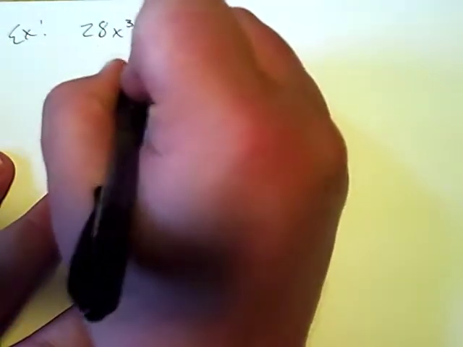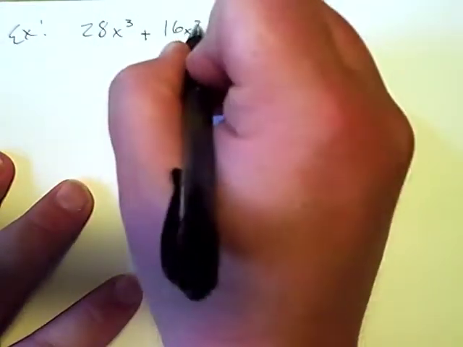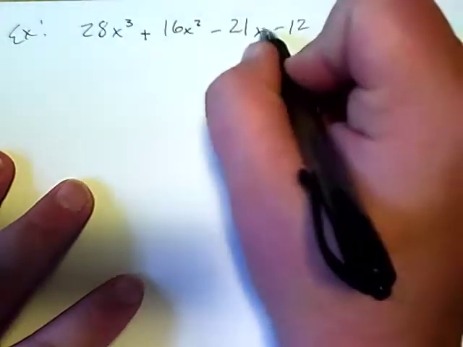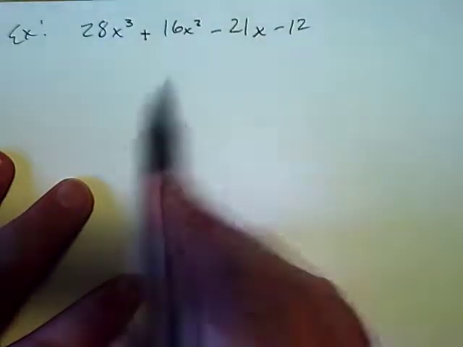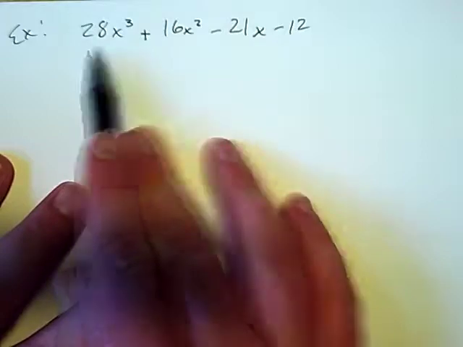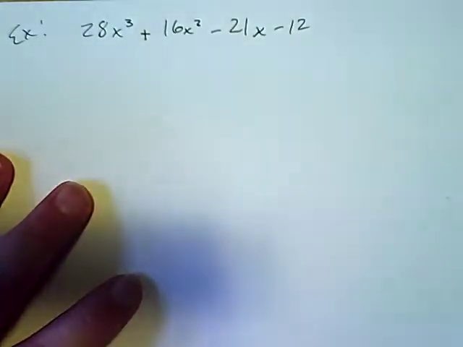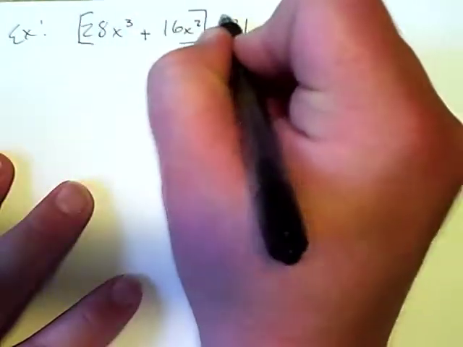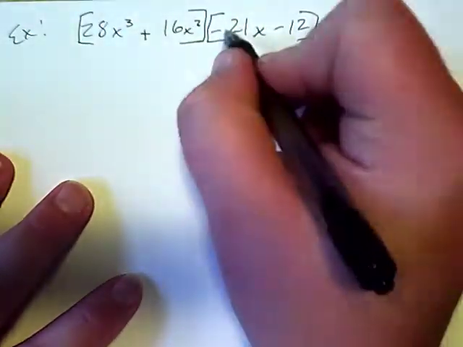Alright, so let's try this guy. Let's try our last example here. Let's go 28x to the third plus 16x squared minus 21x minus 12. Well, a 3 doesn't go into all of them. 2 does not go into all of them. 5, no. And 7, no. Alright, so I got a group here. Include that sign. Include him.